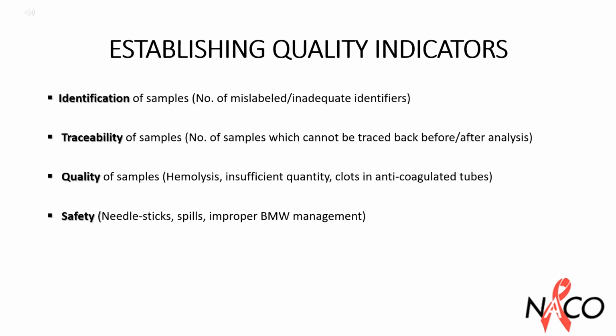So, to summarize, how do we decide that the pre-analytical processes of the lab are in place? This is done by establishing quality indicators like identification of samples, number of mislabeled or inadequate identifiers, sample traceability, that is, number of samples which cannot be traced back before or after analysis. The quality of samples, number of samples hemolyzed, insufficient quantity, clots in anticoagulated tubes. Finally, safety, number of needle stick injury incidents, spills, improper biomedical waste management incidents in the laboratory.